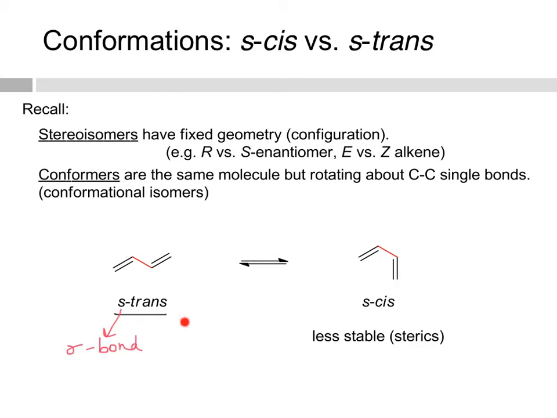This is an equilibrium with its S-cis form. Remember that these are conformational isomers, so they keep rotating about this single bond and can convert from one to the other and back again. In the S-cis conformation, we've got both alkenes on the same side of the sigma bond, and this is the less stable form of this diene, and that's due to sterics.